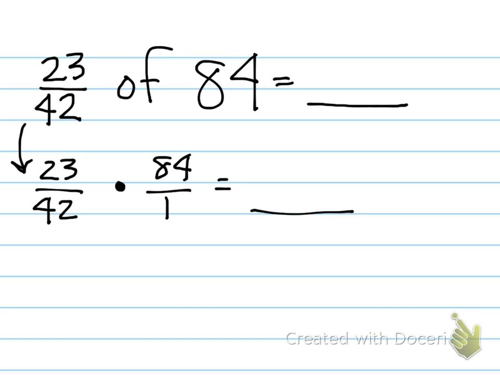Now we need to find the factors. A shared factor of 42 and 84. Now there are a lot. They're both even, so you know that 2 is a factor of both of them. But what is the highest factor? What is the highest factor that goes into each?